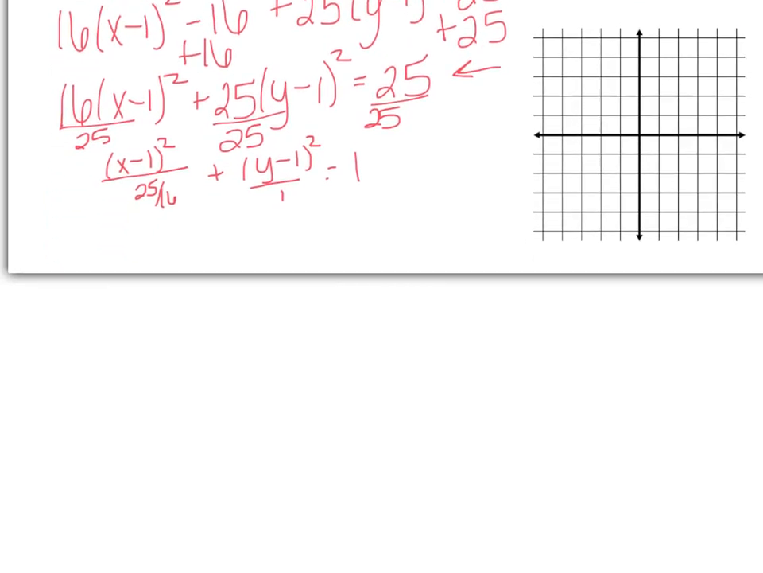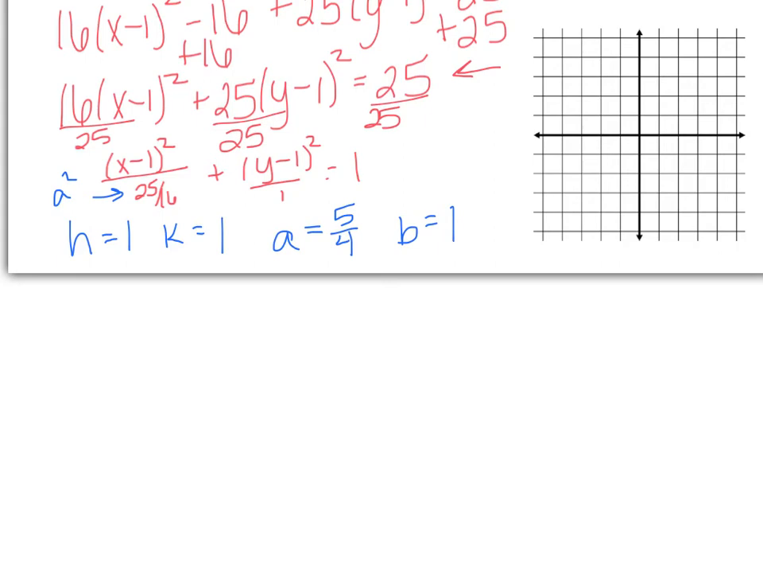So now I know that h is going to be 1, k is going to be 1, a, which one's bigger, 25/16 or 1? 25/16. But this right here is a squared. So a is going to be 5/4, b is going to be 1.